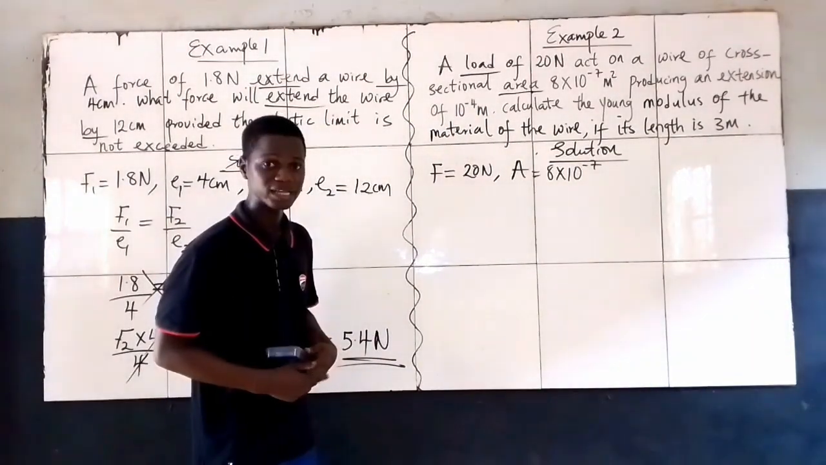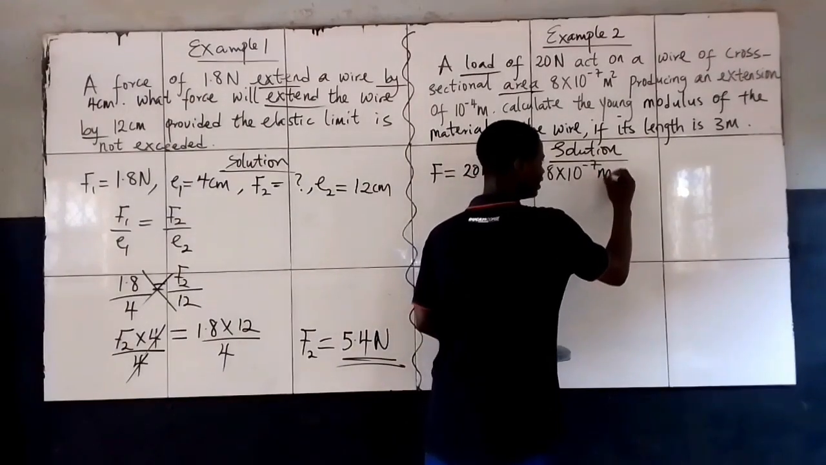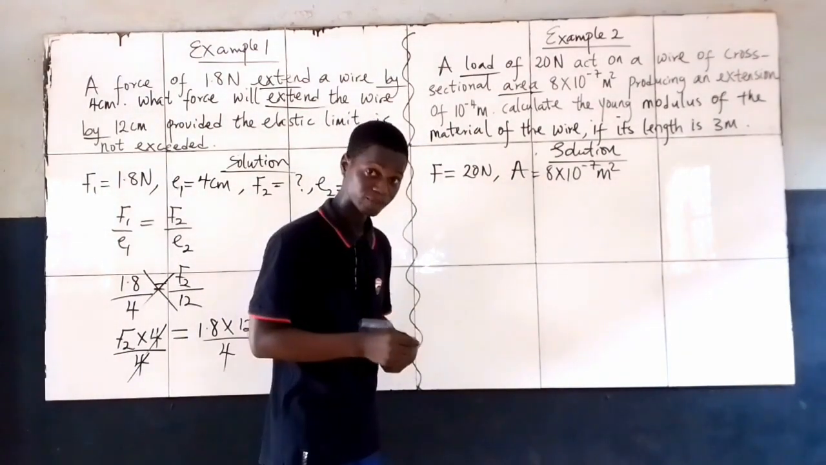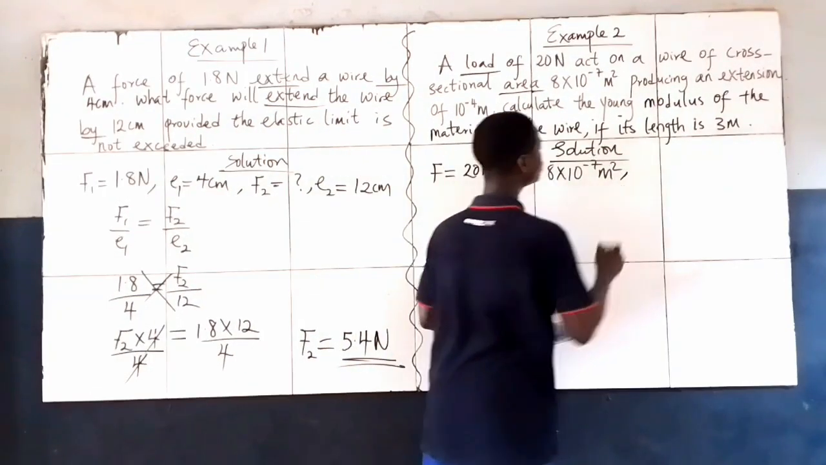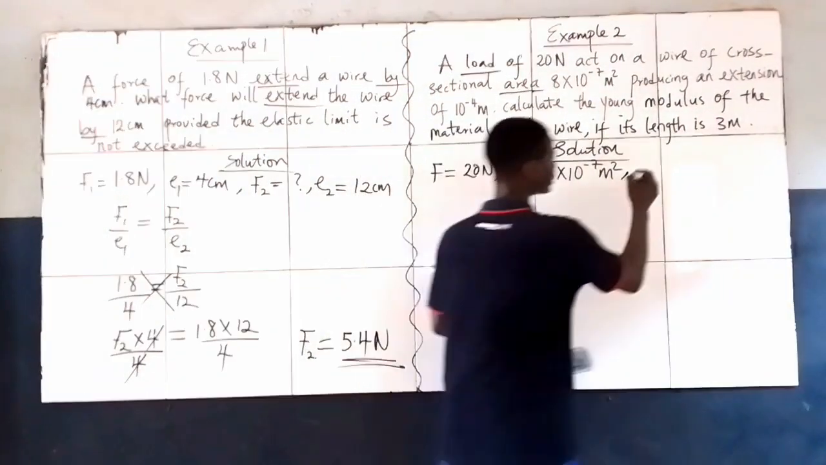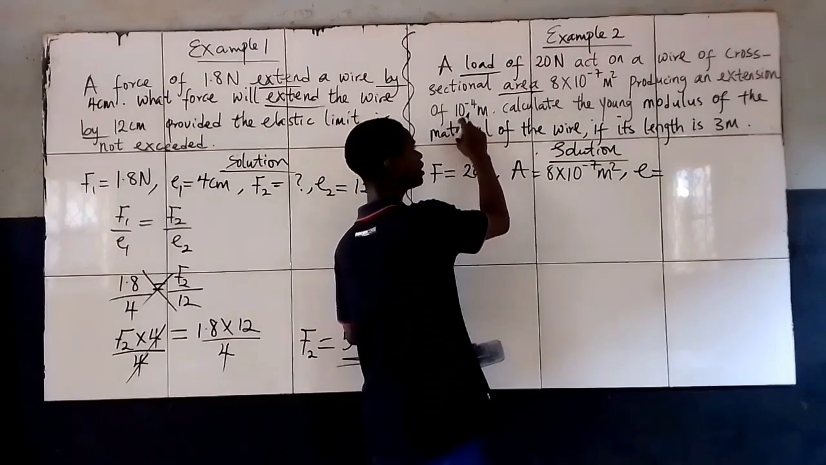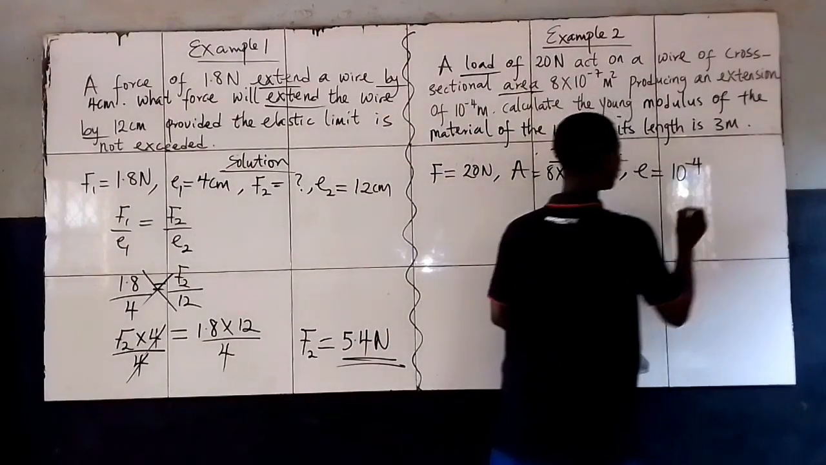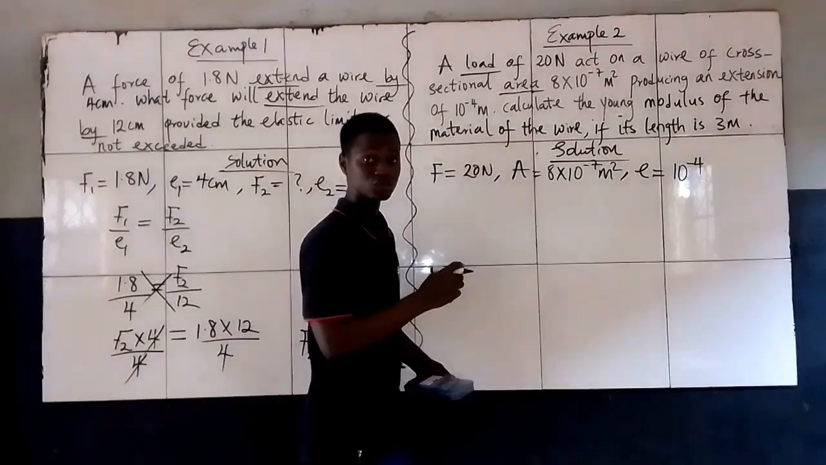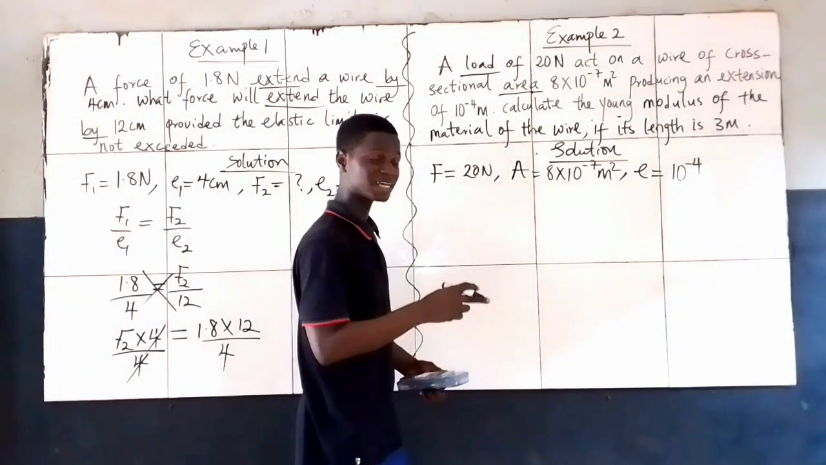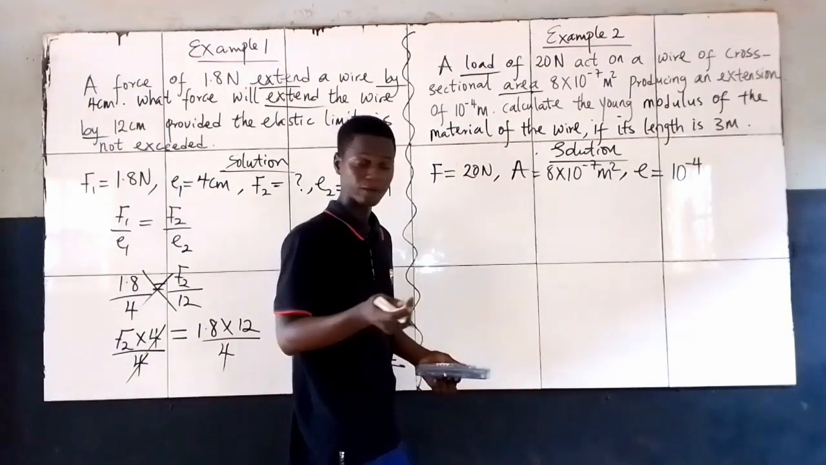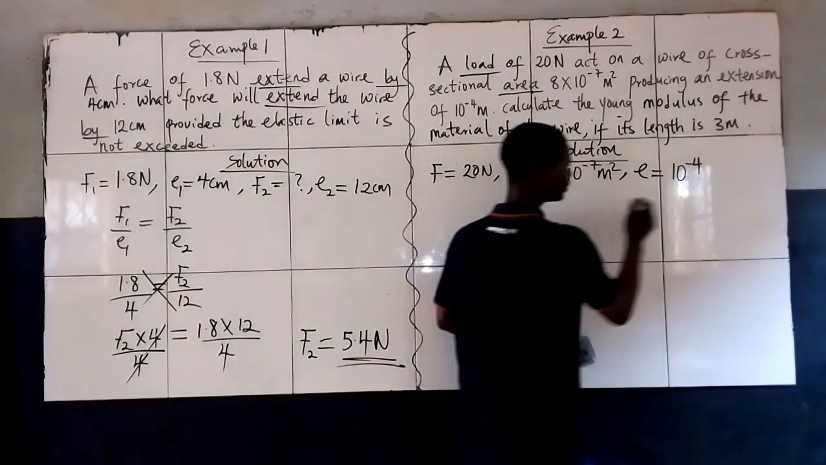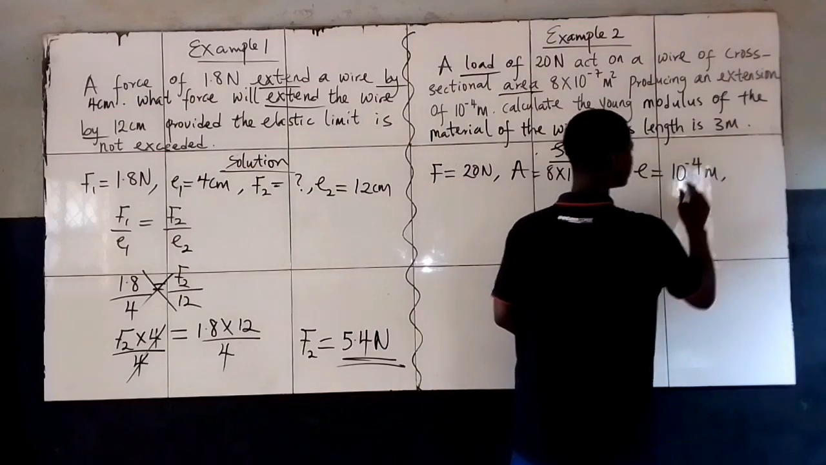Now confirm it. What is the unit for the area they gave us? Meter square. Mind you, if it was not given in meter square, you have to convert to meter square. Now let's continue. Producing an extension E of 10 raised to the power minus 4. So you come here and write 10 raised to the power minus 4. Now what is the unit they gave us for the extension? Meter. If it was not meter, let's say cm or millimeter, you have to convert to meter before you use it. But it was given directly as meter.